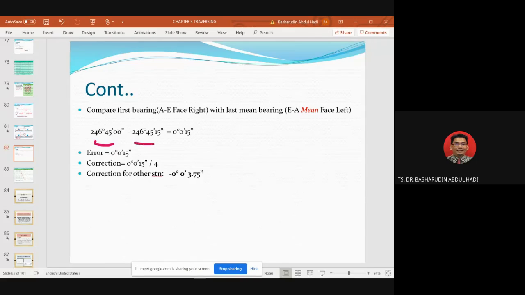minus 246 degrees 45 minutes 50 seconds. So it's equal to your error: 0 degrees 0 minutes 50 seconds.